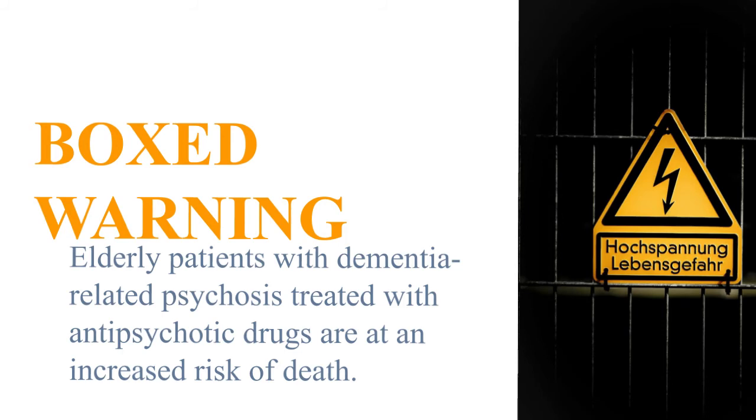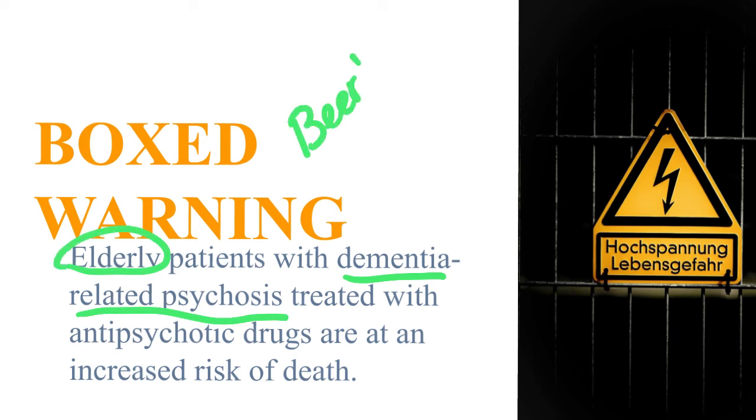The whole class of antipsychotic medications have a boxed warning applied. That warning is about use in elderly patients with dementia-related psychosis. Antipsychotics as a class are in the Beers criteria. They should be avoided, if at all possible, in elderly patients because of this risk of increased sudden death.